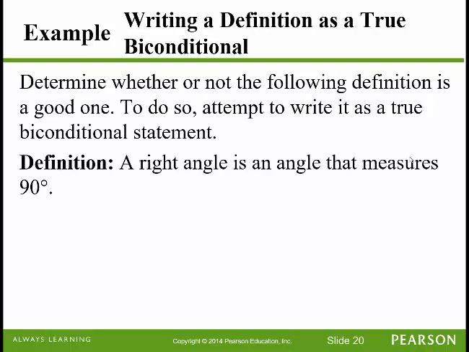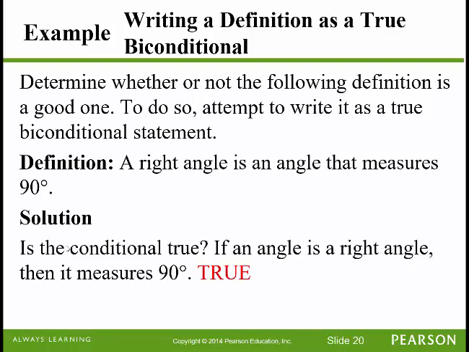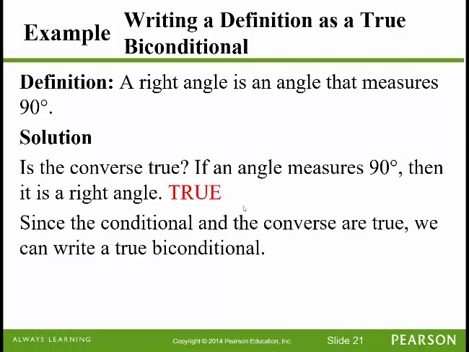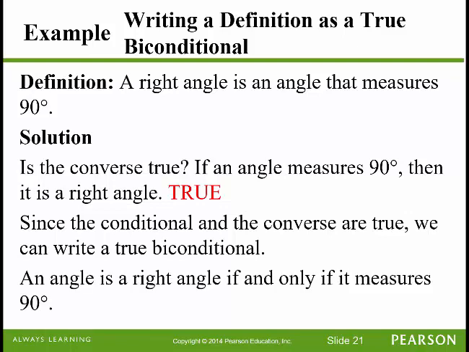All right, let's do an example of writing a definition as a true biconditional. Determine whether or not the following definition is a good one. To do so, attempt to write it as a true biconditional statement. A right angle is an angle that measures 90 degrees. Is the conditional true? If an angle is a right angle, then it measures 90 degrees. True. Let's see if the converse is true. If an angle measures 90 degrees, then it is a right angle. That is also true. So since the conditional and converse are true, we can write a true biconditional statement here: an angle is a right angle if and only if it measures 90 degrees.